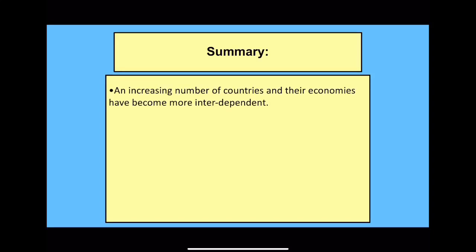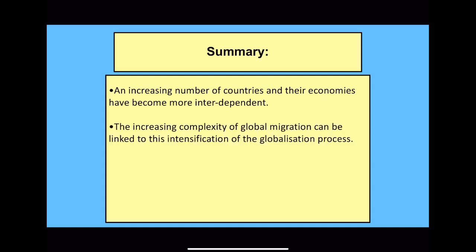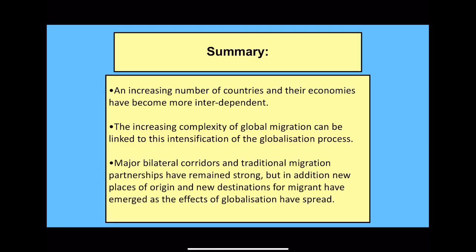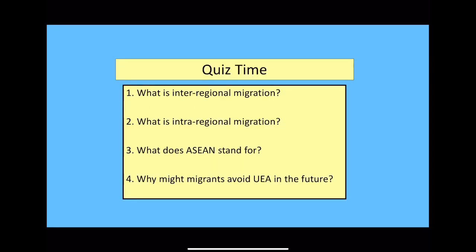So a bit of a summary. So an increase in the number of countries and their economies have become independent or interdependent even. This increases the complexity of global migration, and it's very much linked to globalization. And the major bilateral corridors and traditional migration partnerships have remained strong, but we've got new additional movements occurring. So see if you can answer these questions.